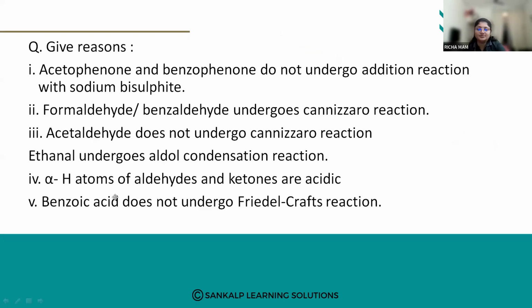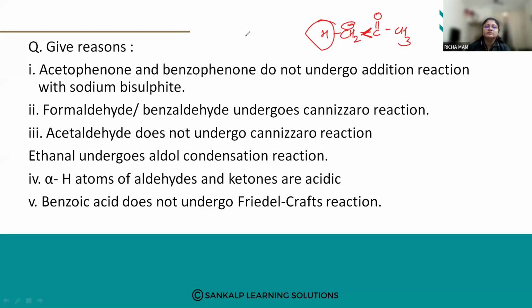Alpha hydrogen atoms of aldehydes and ketones are acidic. If I consider this, this is the alpha hydrogen. So this alpha hydrogen of the aldehydes and ketones is acidic. Why? What is the reason? It is due to the strong electron withdrawing effect of the carbonyl group and resonance stabilization of the conjugate base.